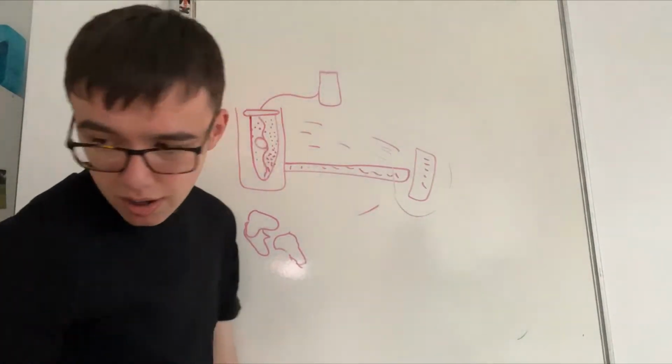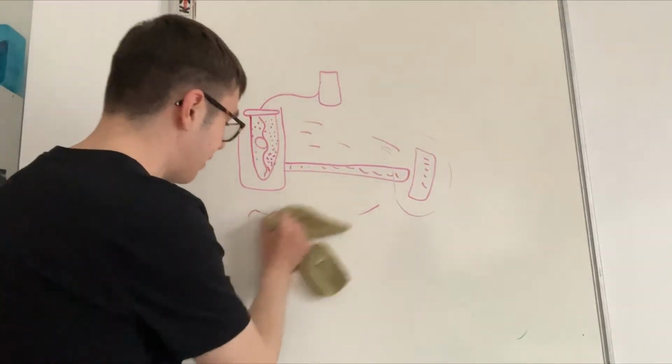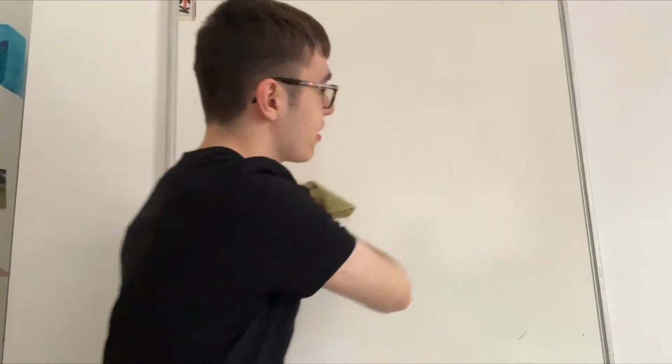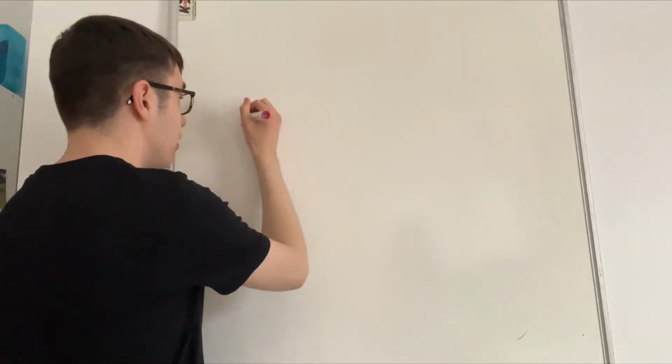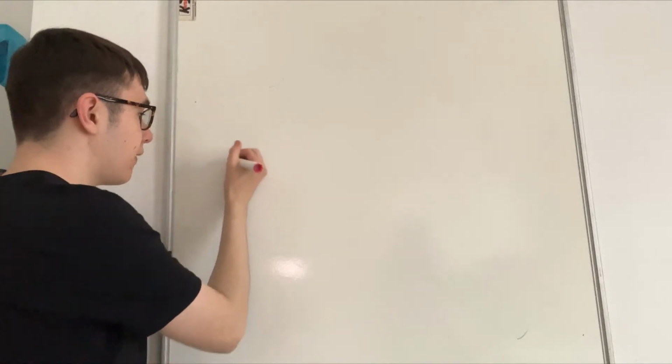In an exam, you may get asked how to make a practical better. You should always simply talk about repeating multiple times in order to calculate an average mean and plot it on a graph if needs be. So, let's loop it back to digestives. Let's talk about the gallbladder.